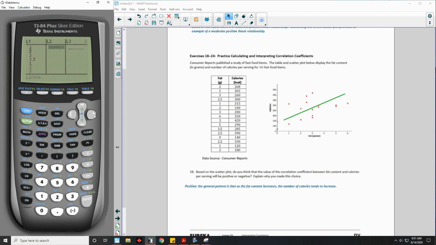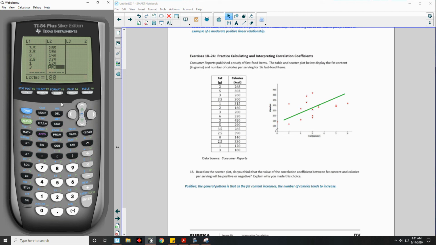Okay, arrow over to L2 and enter the calories. 268, 303, 260, 300, 315, 160, 200, 320, 420, 290, 285, 390, 140, 330, 120, and 180. And then make sure you have the same number in L1 and L2. If you don't have them, you get an error or mismatch.